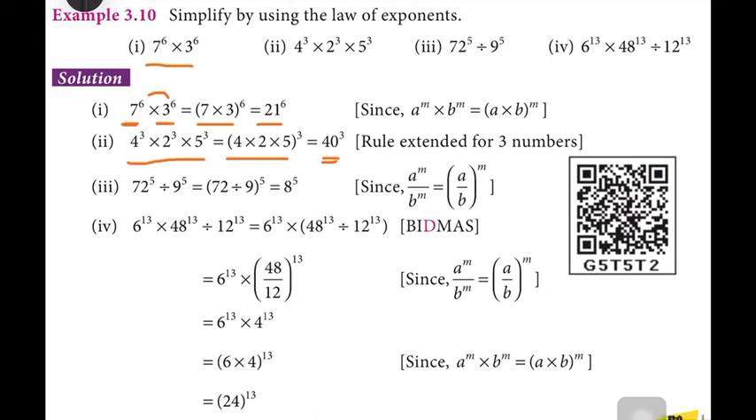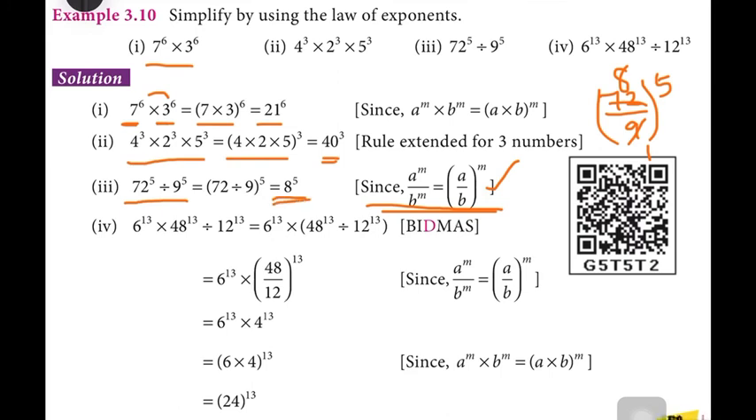Okay. 72 power 5 divided by 9 power 5. So here also the power is same, 5. Base is different, 72 and 9. So we can use this rule. A power m divided by b power m means a by b the whole power m. So 72 divided by 9 the whole power 5. You can write it as 72 by 9 the whole power 5. 1 nine is 9, 8 nines are 72. So 8 power 5.